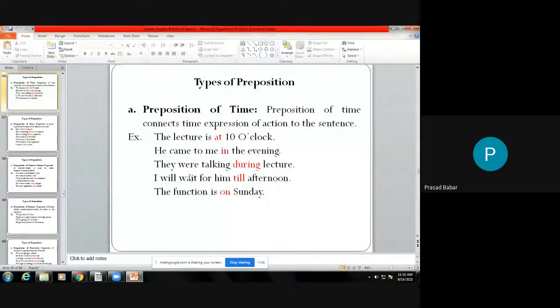So in this way we have completed the first type of preposition, that is preposition of time. These are the prepositions which connect time expressions of an action to the sentence. At, in, during, till, on, these are the prepositions of time.